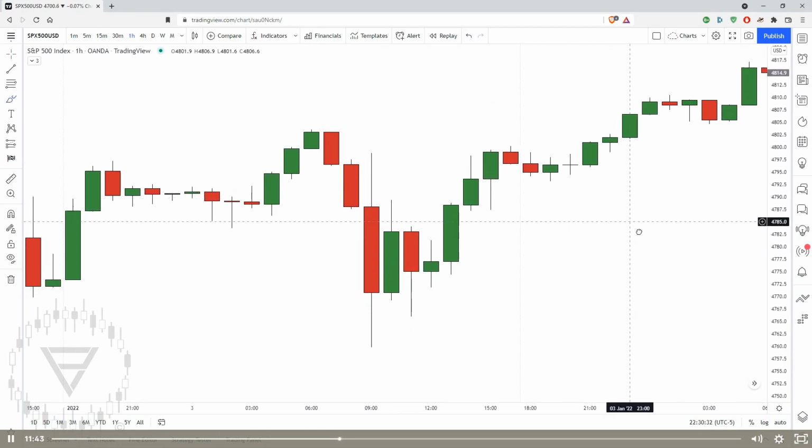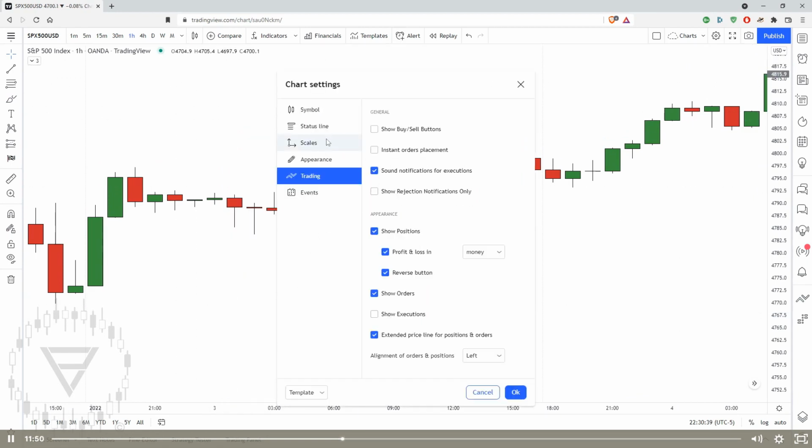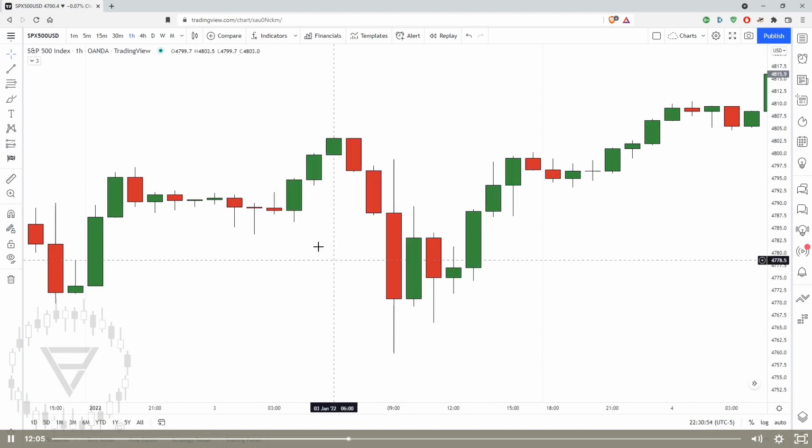And now for these values, all charting platforms have this option. In TradingView, if you go on settings and you go on status line, you can see this right here. It's going to appear right over here. If I mark this, these are the open, high, low, close values. So as you can see, as I drag my mouse over the chart, for every candlestick that I'm on top of, these values are going to change.